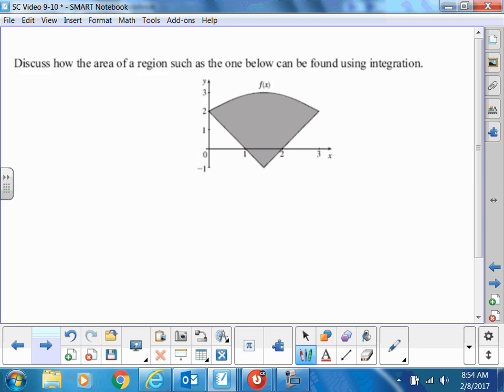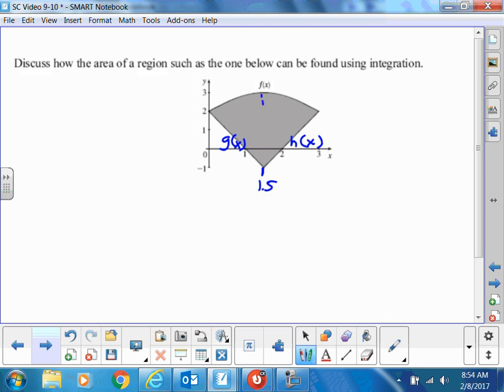Okay, this is another one we're just going to discuss, and we're basically going to talk about how you would find the region that's shaded there. They call that curved part f of x. Let's call this slanted line g of x. We'll call this slanted line h of x. And we're going to assume that that is 1.5, where it's splitting.